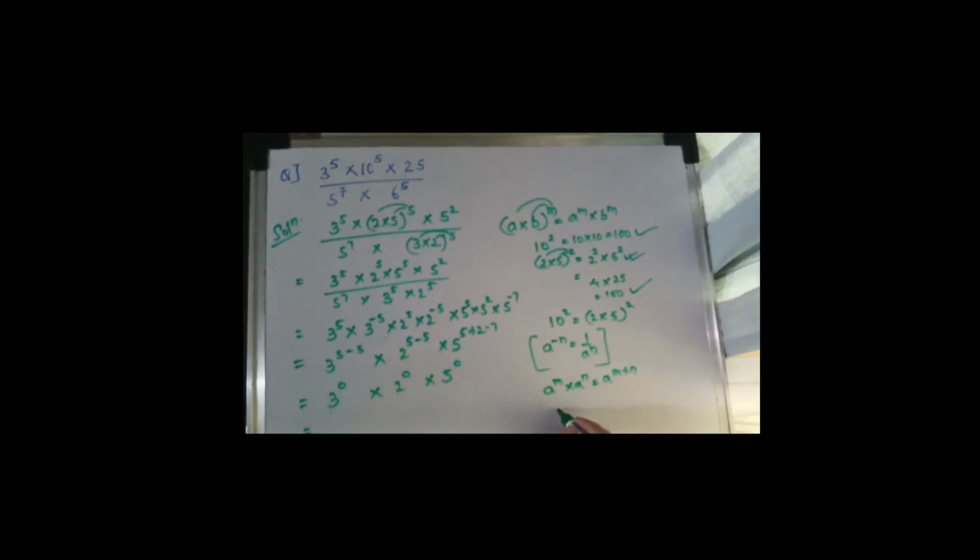Anything raised to the power of 0, what is the law that we are using? Anything to the power of 0 will give us 1. So these are the laws. It is important to write the laws whenever you are using that law. 1 into 1 into 1 will give us 1. So the answer is 1.